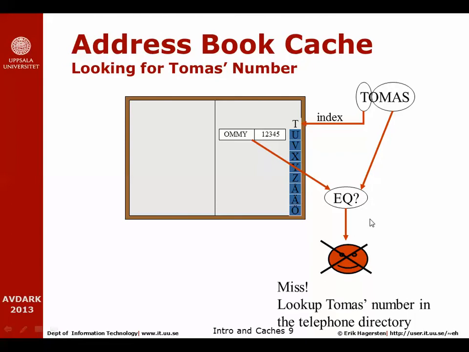However, if you called some other person's name, so for this example, Thomas, we still index to the T page, and then we compare "omi" to "umas", and it turns out they are not equal. So this is a cache miss. So that means we will have to look up Thomas' number in the telephone directory, or call the number service, or wherever Thomas resided in the world.